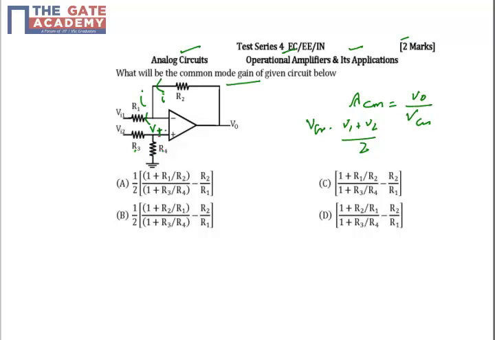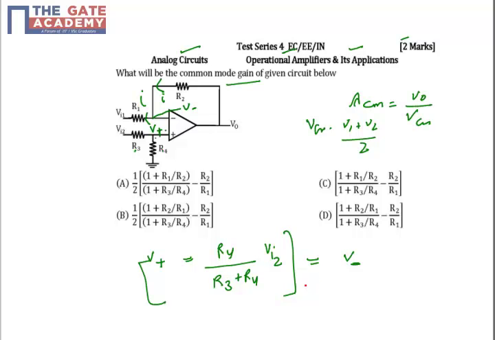If I assume the non-inverting terminal voltage as V plus and the inverting terminal voltage as V minus, what will be my V plus? My V plus will be nothing but R4 upon R3 plus R4 times VI2. Because the input current of the op-amp is 0, R3 and R4 are in series, so I can apply the voltage divider. Because it's negative feedback, the inverting terminal voltage must equal the non-inverting terminal voltage, so V plus equals V minus. This is one thing we get.